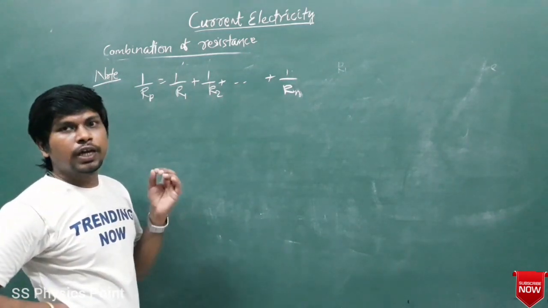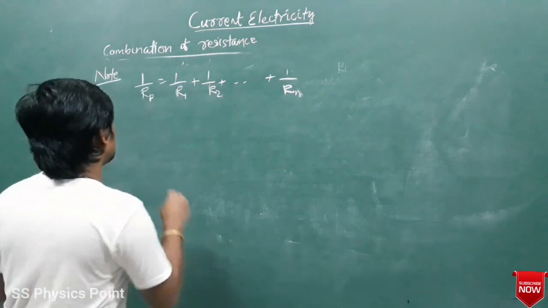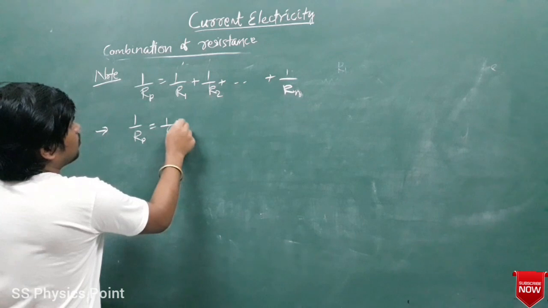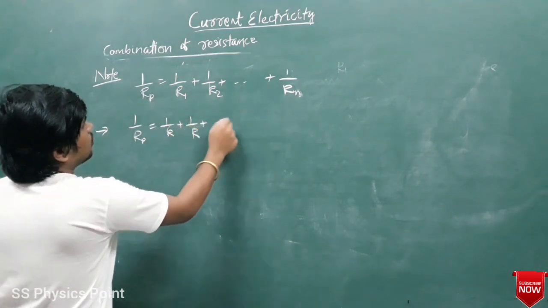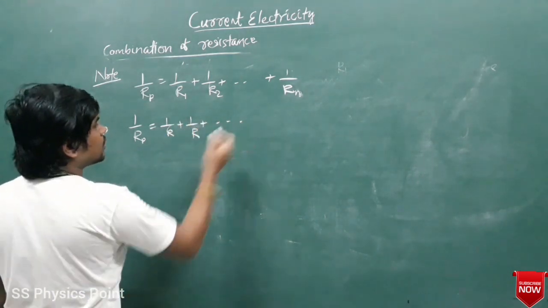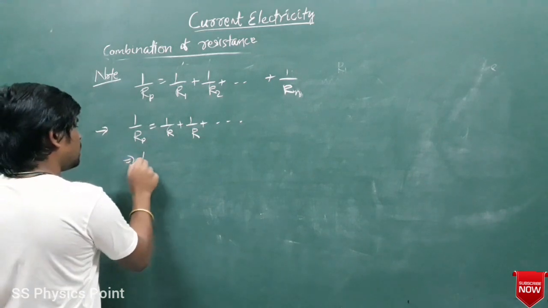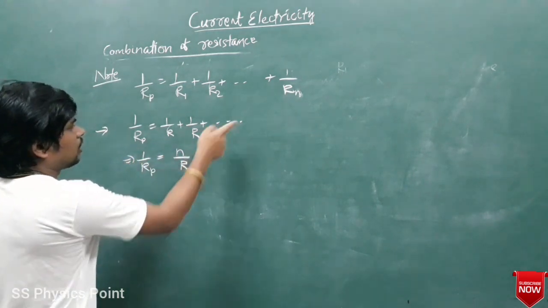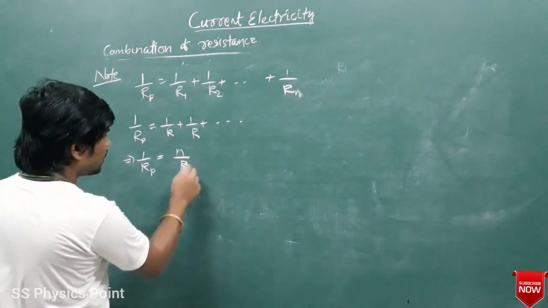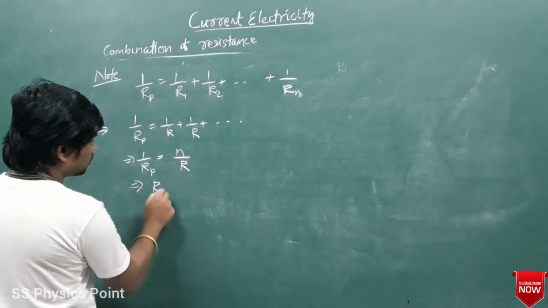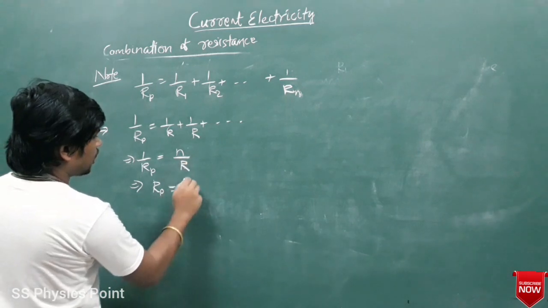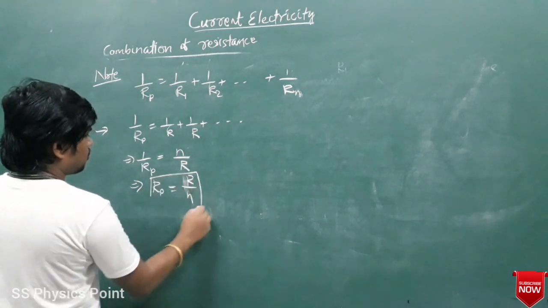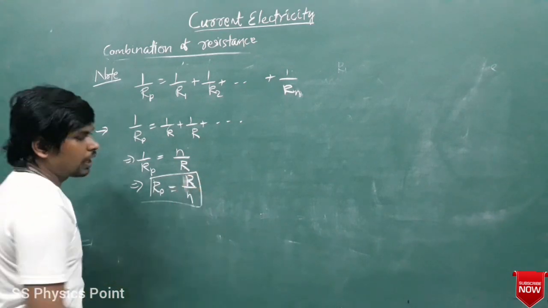Then one more point, remember if the resistance of all the resistors is the same, मान लो सबका रेजिस्टेंस क्या है? सेम है, तो कितना होगा? 1 by Rp will be 1 by R plus 1 by R up to the nth term, so this becomes N by R. N number of resistors, so N by R. So Rp will be R by N. Remember, Rp will be R by N.